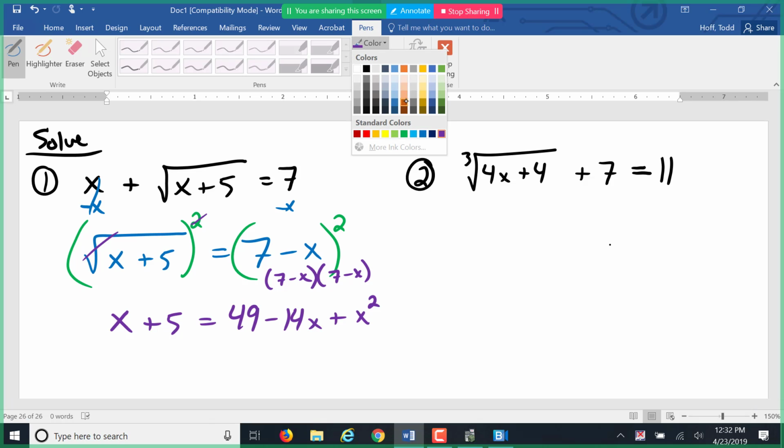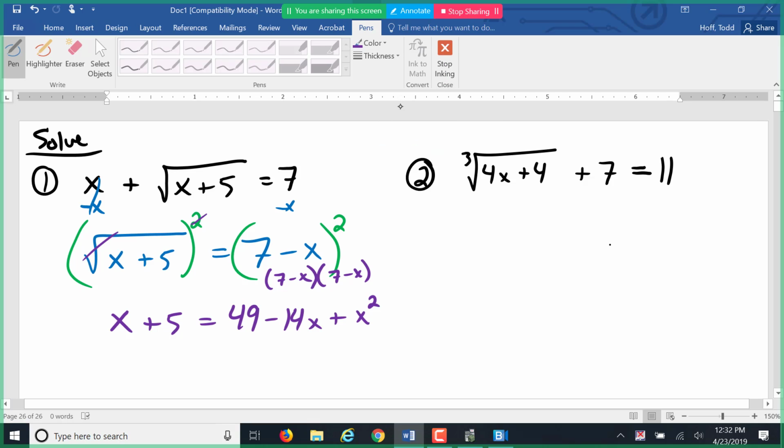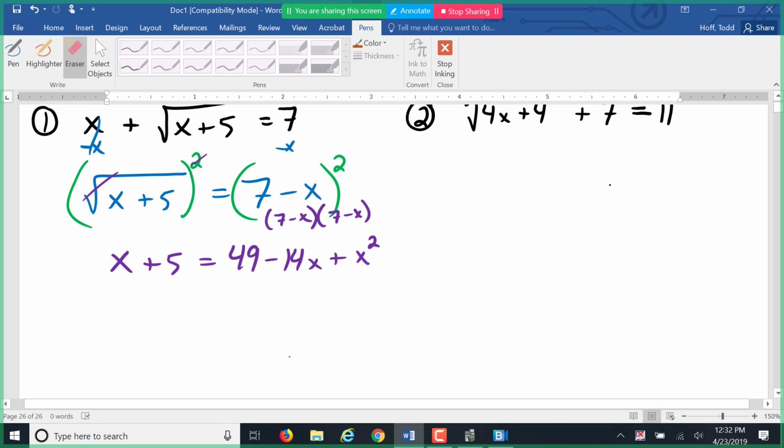Now, since this is a quadratic, it has an x squared and an x in it, we have to set it equal to 0. Now, this x squared is over here. It is positive, so I'm going to leave it over there. So I'm going to subtract x from both sides, and I'm going to subtract 5 from both sides, leaving us with 0 on the left. 49 minus 5 is 44. Negative 14x minus x is negative 15x plus x squared.